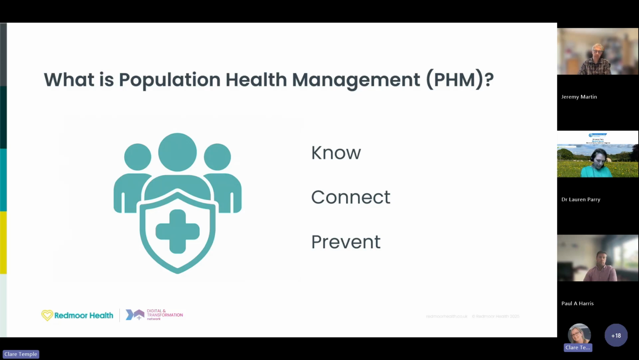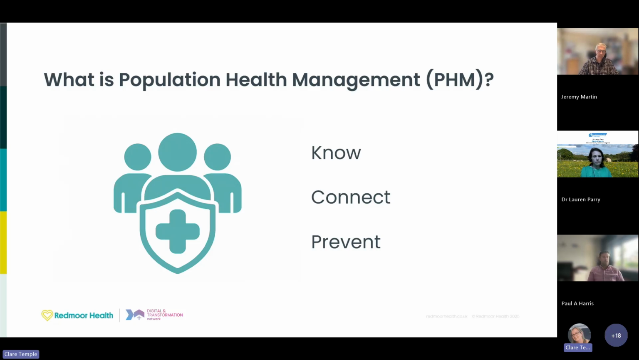So PHM became part of GP contracts in 2022, but the ideas behind it aren't new. The UK has a long history of public health work like vaccine campaigns and helping people to stop smoking. What's new now is that we can use data and technology to spot problems earlier and take action quicker.